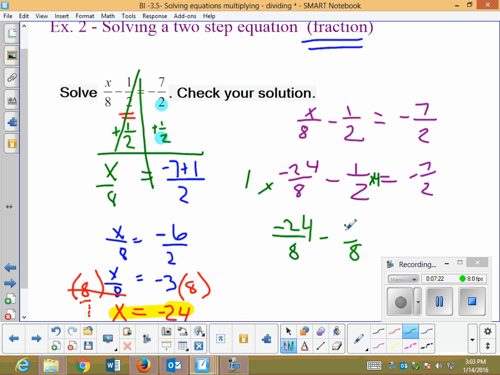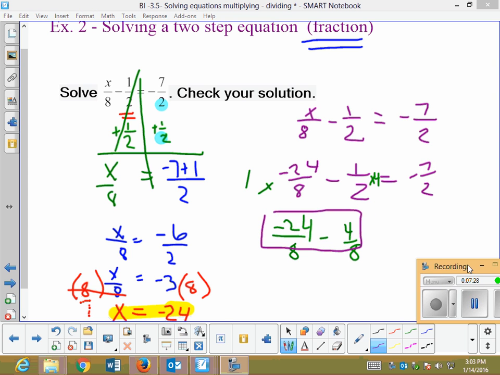4 times 1 is 4. Okay, now what we have right here is our numerator that we can solve. So what is negative 24 minus 4? Negative 24, the signs are the same. This is a negative, this is a negative. So I'm going to add it. So that's negative 28 over 8.